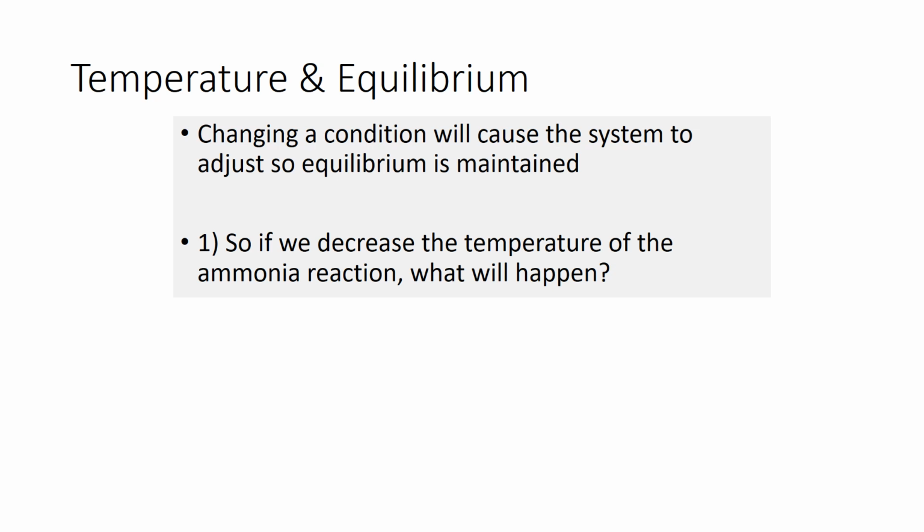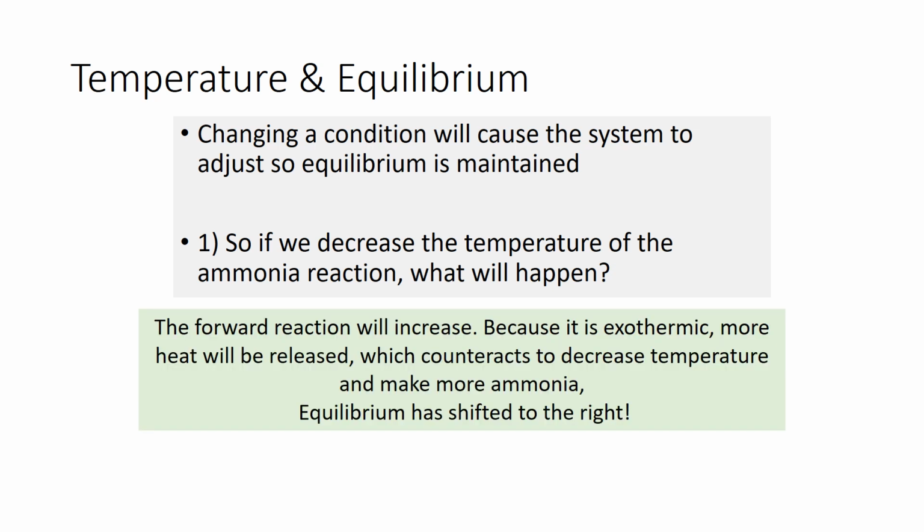Okay, hopefully you've answered that question. Here is the answer. The forward reaction will increase because it is exothermic, so more heat will be released, which counteracts the decrease in temperature and makes more ammonia. So equilibrium has shifted to the right. So we're making more product. So if you wanted to make more ammonia in a chemical reaction, for example, you would heat the reaction up, so provide more energy. So you'd shift the reaction to the right.